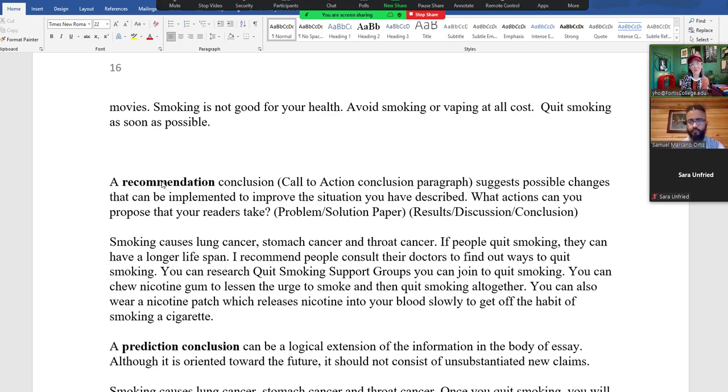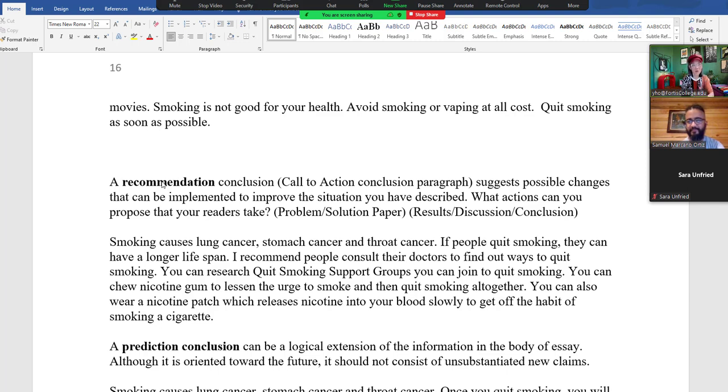We don't want people to just sit there, and we spend all this money on a commercial and nobody buys our product. Well, then we would be a very lousy marketing company, you see. Nobody would hire us. So a recommendation conclusion would be like, smoking causes all of these cancers. So you're telling people, quit smoking.